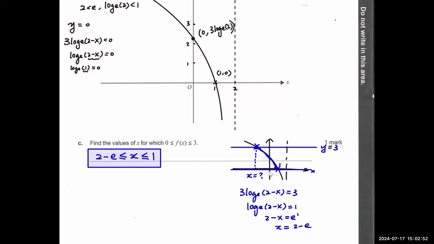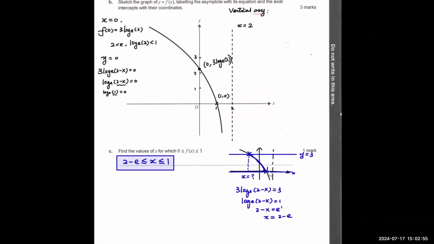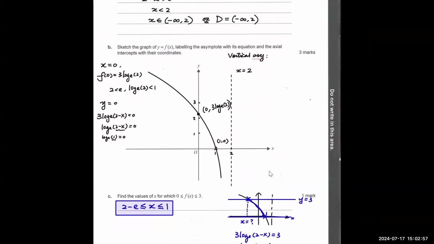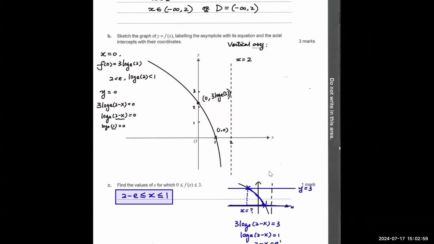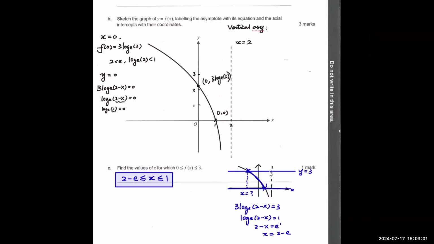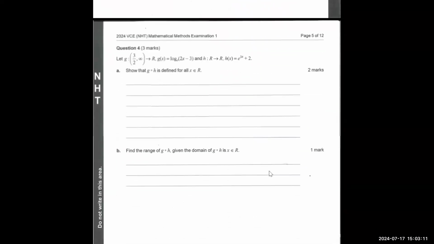All right, so another lovely exponential log question with some algebra. Yep, I've got the axial intercept, I've got the asymptote labeled with the equation, and I've got a reasonably accurate shape. Should be fine. Let's move on.